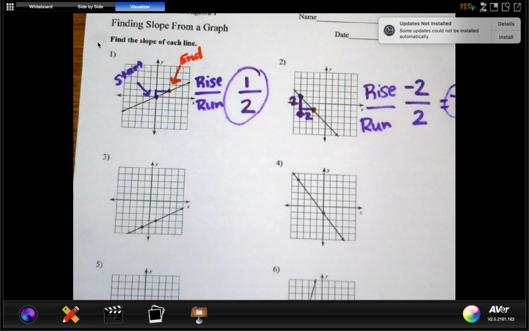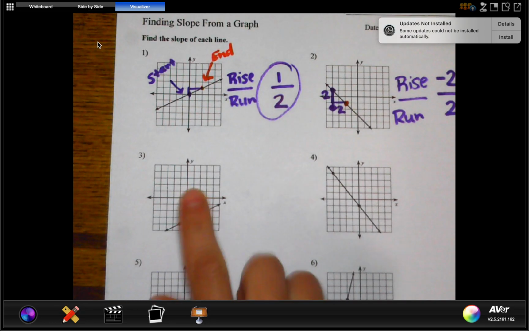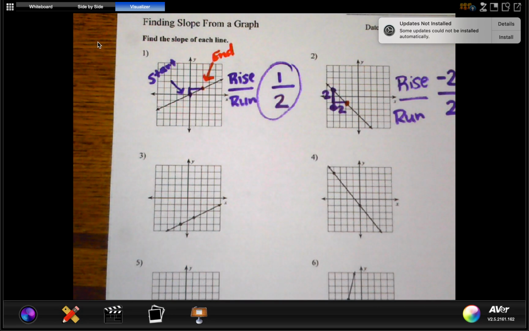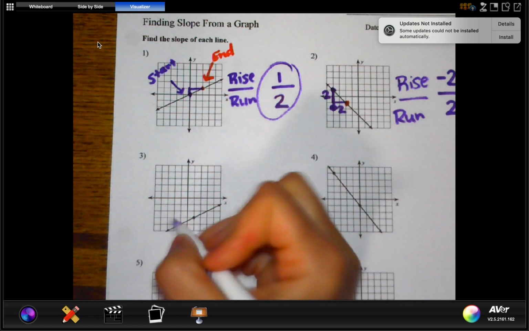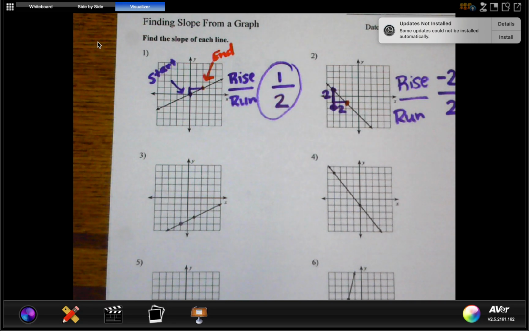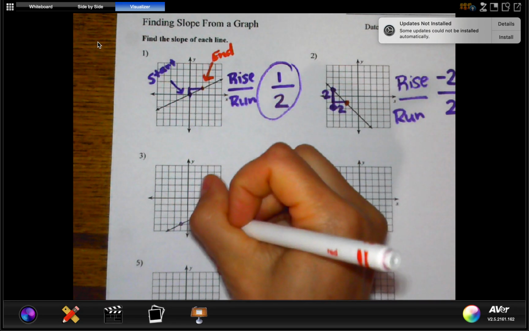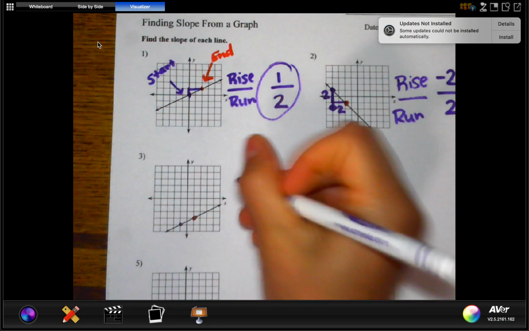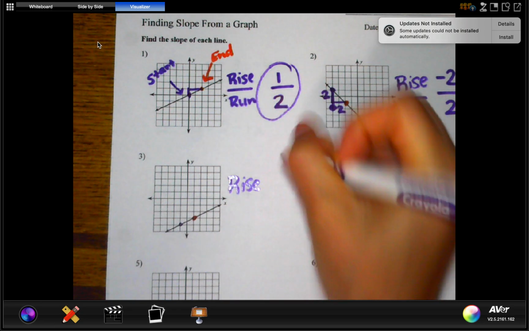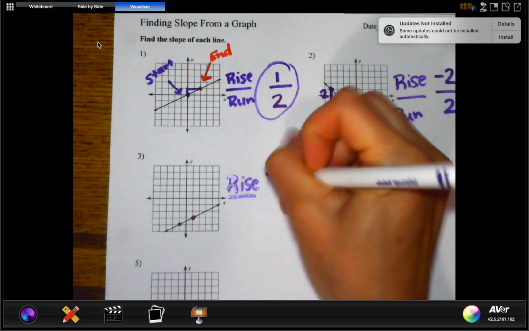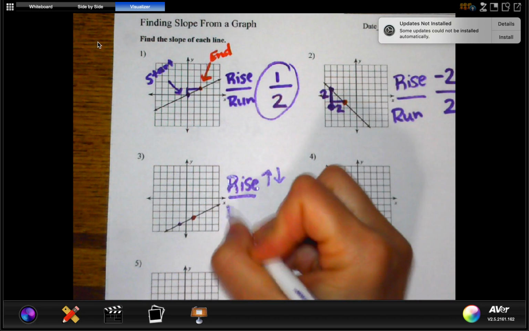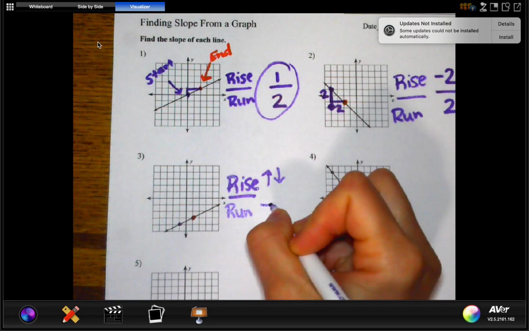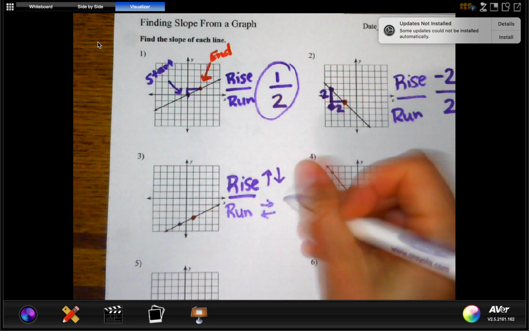Let's try one last one together, and hopefully this will help you guys out. So number 3 over here. Think in your head, which point should I be starting at? It is the leftmost point. I want to start here on the left. I'm trying to get to the one on the right. Starting on the left, I need to find my rise, which is how far up or down. And then my run is how far to the right or the left do I go.